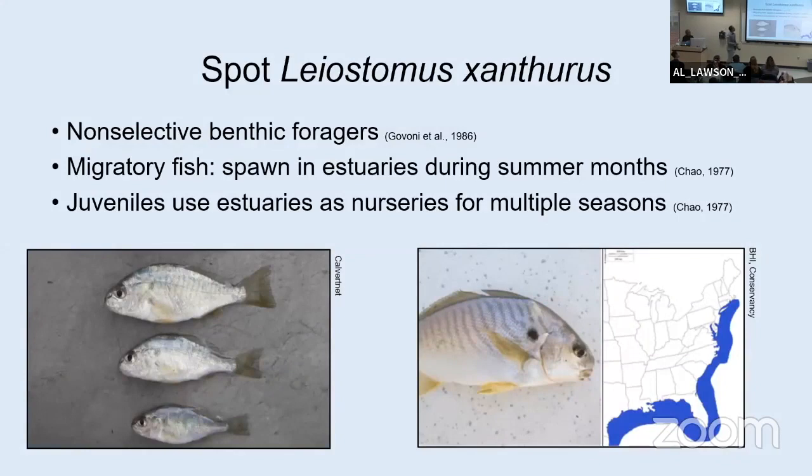Spot Leiostomus xanthurus are non-selective dentate foragers. They have spatial and temporal distribution. That means that they're migratory fish that spawn in estuaries during summer months, and juveniles use these estuaries for multiple seasons. And this infographic here gives you a sense of how widely distributed spots are, as they're one of the most widely distributed sciaenids along the eastern coastline of the U.S. You can see how widely they're distributed.